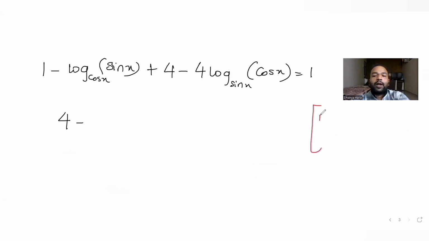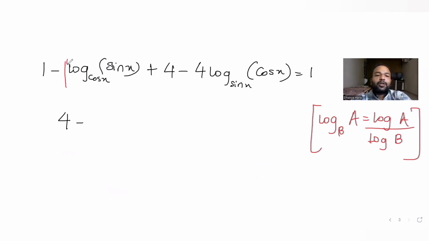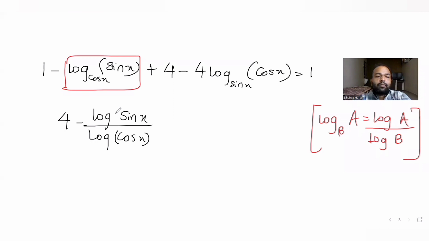I can use one more property of logarithms here: log a to the base b can be written as log a upon log b. Using that idea, this expression becomes log of sin x upon log of cos x, and I'm cancelling the 1 and 1 because 1 minus 1 becomes 0. So you get 4, which I have written here, minus, again writing this as, 4 log of cos x upon sin x.